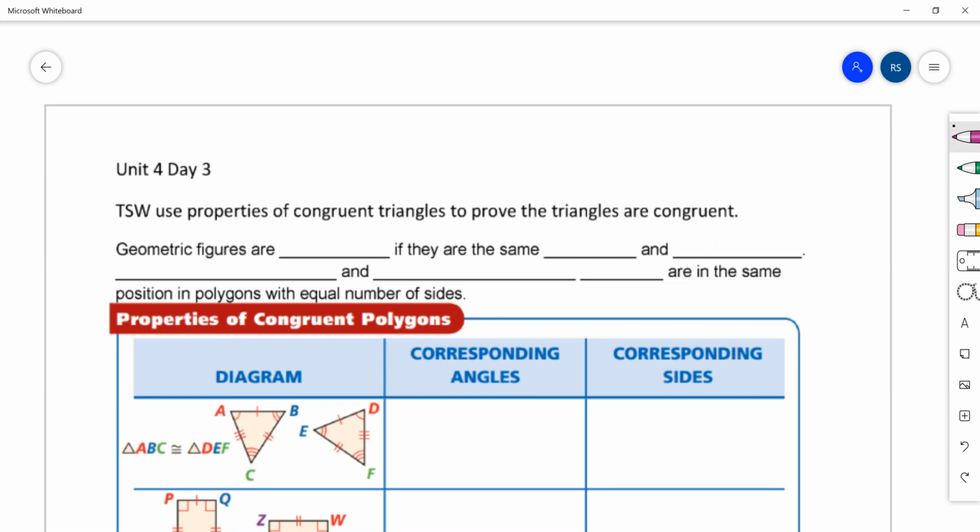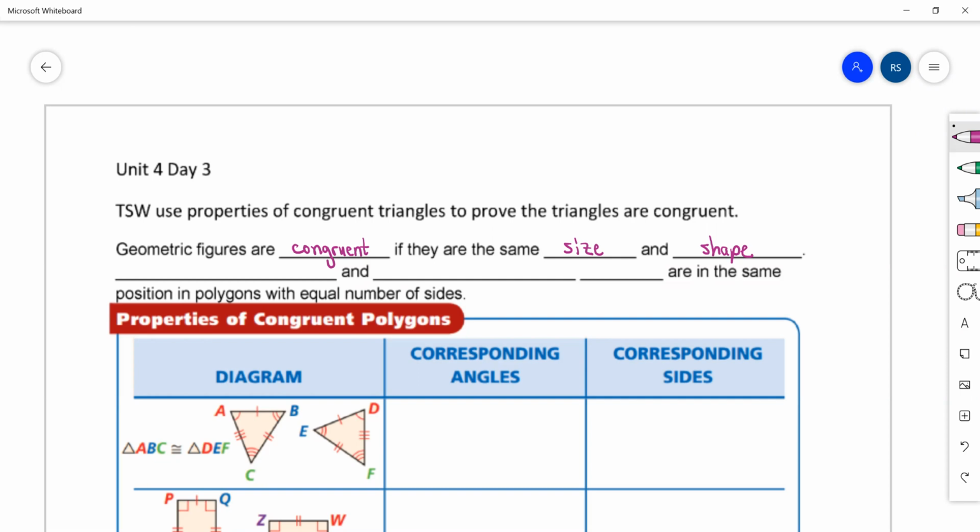Just a reminder about congruence. Geometric figures are congruent if they are the same size and shape. Clearly, a square cannot be congruent to a triangle. It's not the same shape. Congruent means same size, same shape.